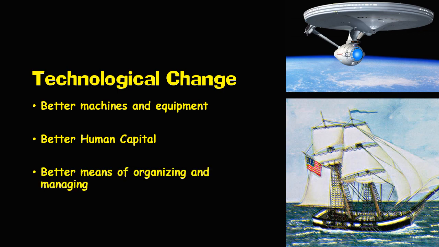And technological change includes better means of organizing and managing your company. So the Japanese did not create a lot of new technology in their growth spurt. Japan went from being one of the poorest countries in the world to one of the richest countries in the world. And the technology that they improved was generally the technology of organizing and managing businesses. And I'll give you an example of this, which is just-in-time inventory management.